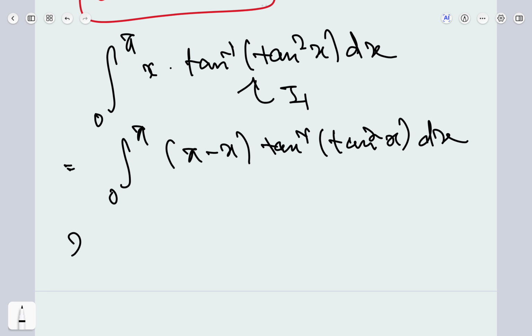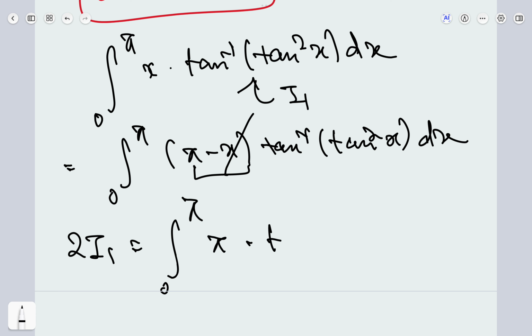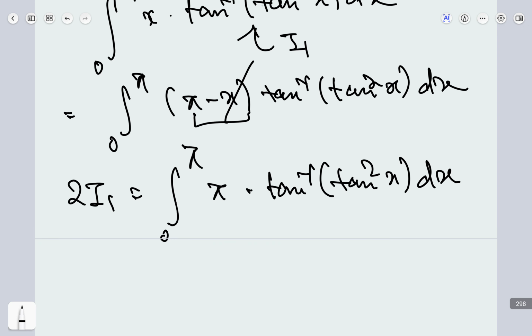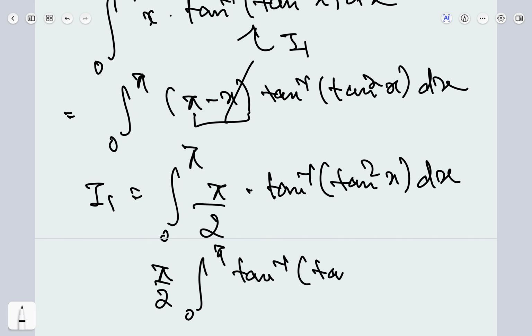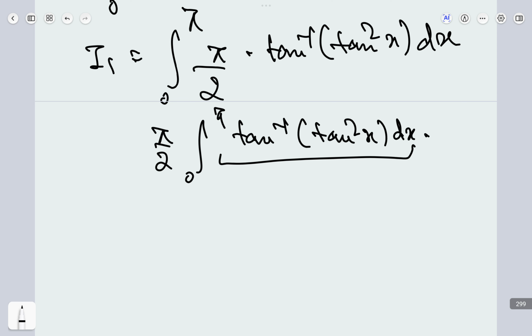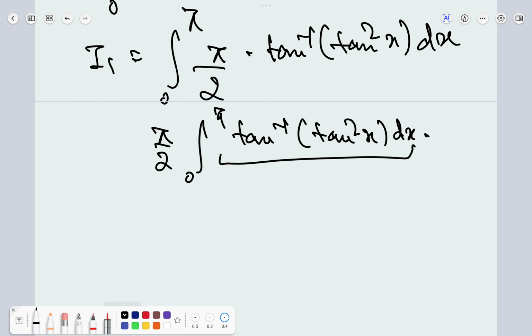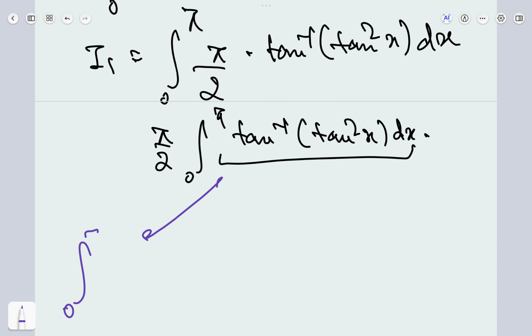Okay, so 2 I1 would be the integral from 0 to pi. So this would go, and you would be left with pi times tan inverse tan square x dx. I would just take this 2 here, and pi by 2 times the integral from 0 to pi of tan inverse tan square x. I believe everybody could think till here. Now this is a good step, I can say. You have to break this into two parts, and the intuition for that I'll tell you in a bit.